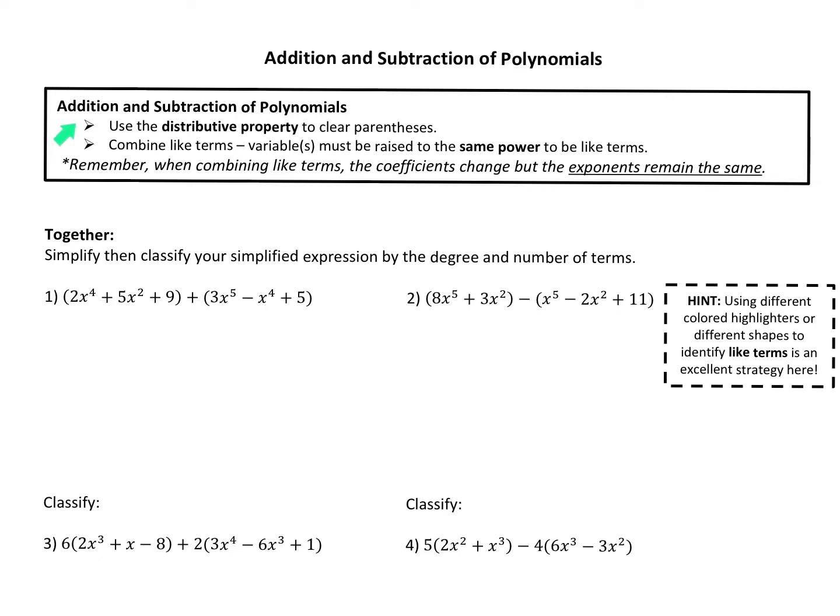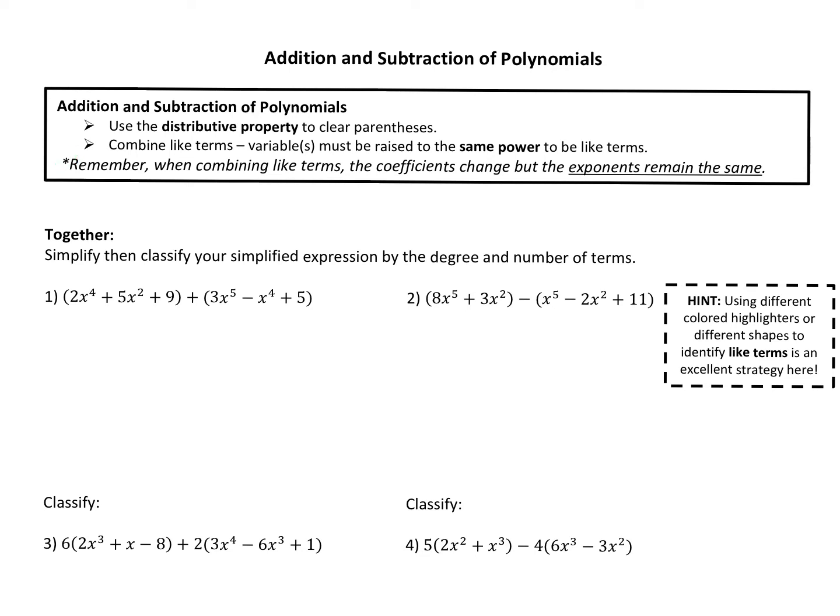Here are our steps for adding and subtracting polynomials. Use the distributive property to clear parentheses, and then combine like terms. Remember that in like terms, the variables must be the same and raised to the same power to be like terms. When we combine like terms, we combine the coefficients, but we do not change the exponents.